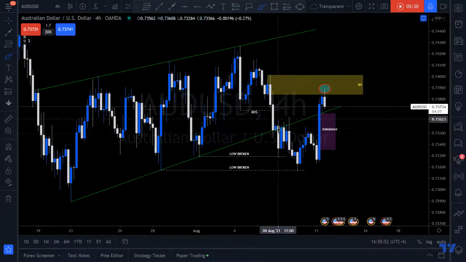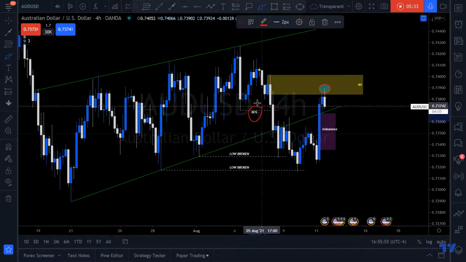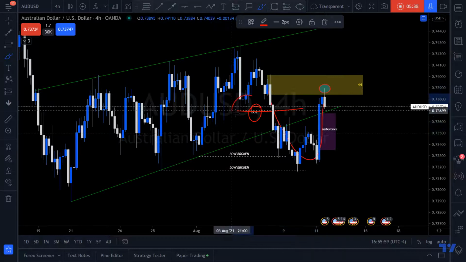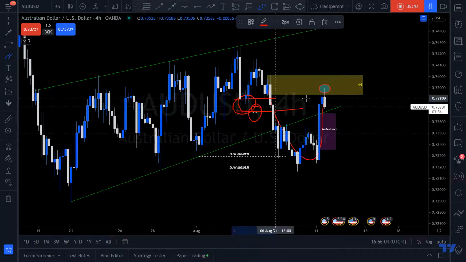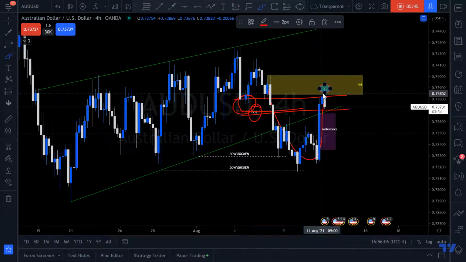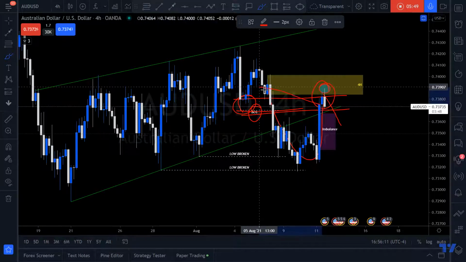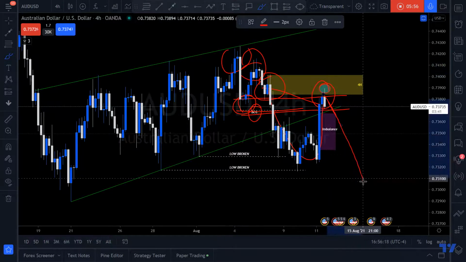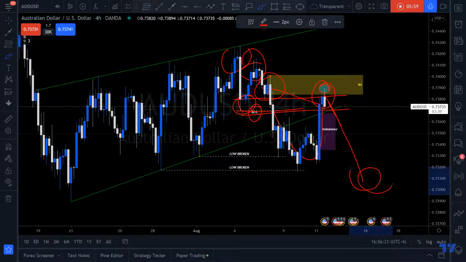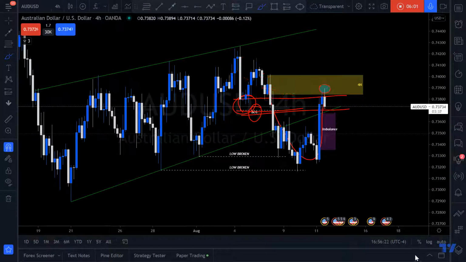Also, I want you to bear in mind, what did we do here? We broke structure. We come back to test this higher low, which is the structure I'm referring to. And what am I expecting? Price just made a lower high relative to these, and I expect price to make lower lows. Easy enough to follow, right?